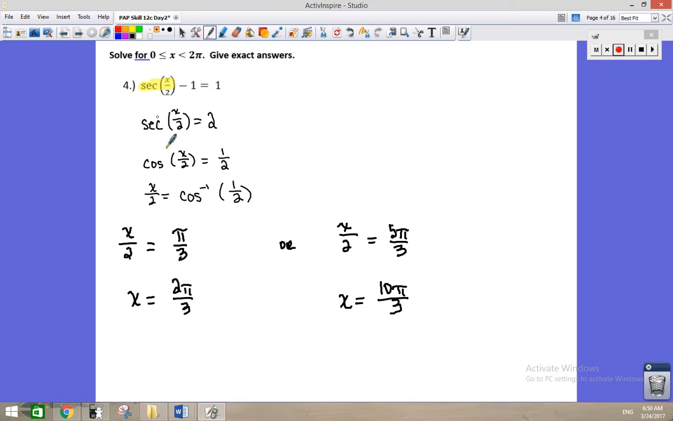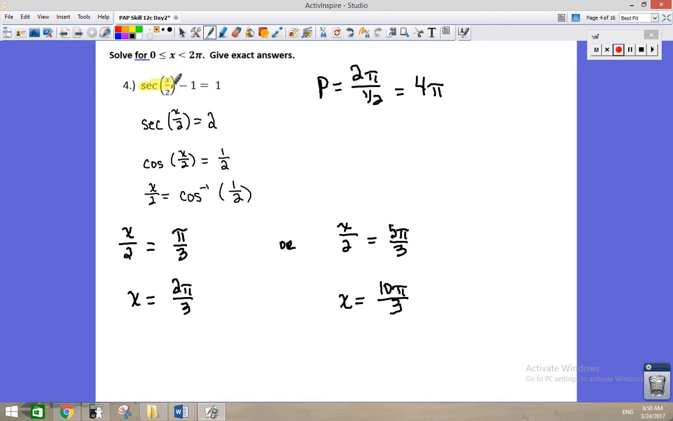See, secant and cosine both have a period of 2 pi. So when you have a coefficient that's different than 1, it's going to affect that period. Here we have this x divided by 2. To divide by 2 is the same as to multiply by 1/2. We have 2 pi divided by 1/2, and that's equal to 4 pi.